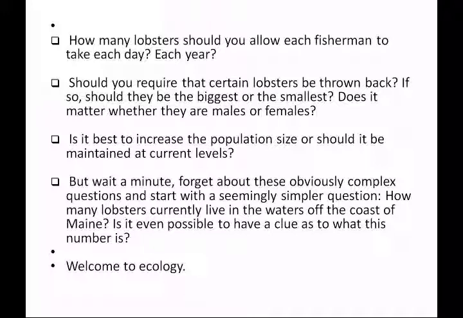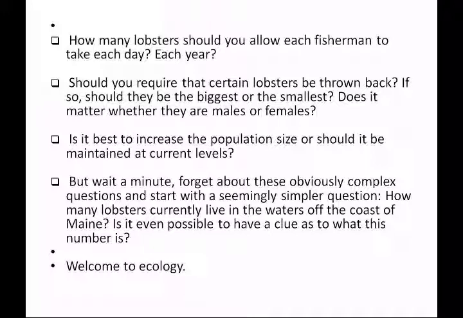Then we might also go on to ask, how do you maintain this population size at its current level? Is there something we can do artificially to increase the numbers? Is there a certain season that the numbers increase? Is there a dying season, a breeding season? But you start to notice that this becomes increasingly complex as we start to ask questions.